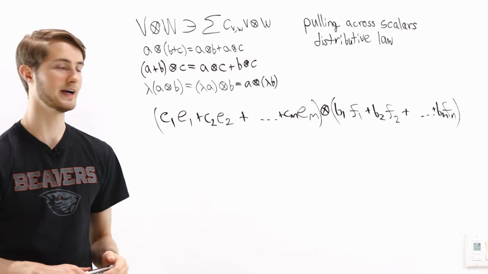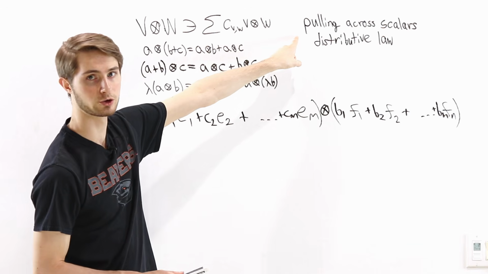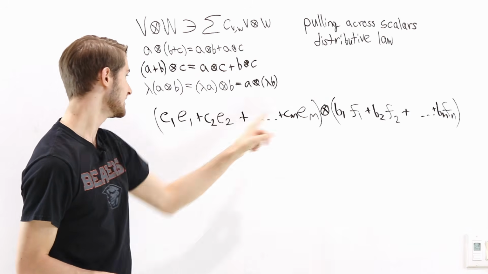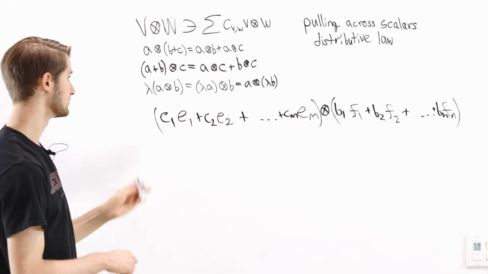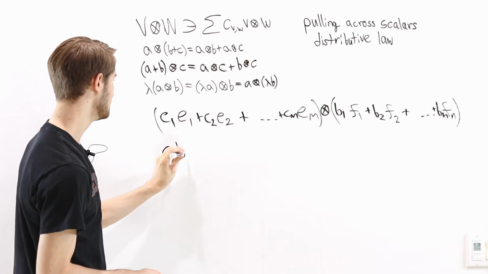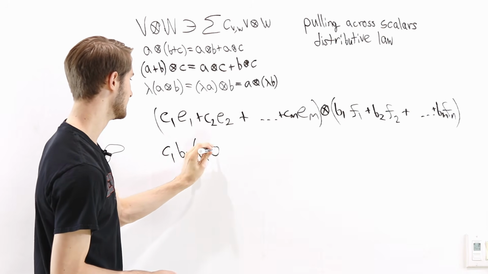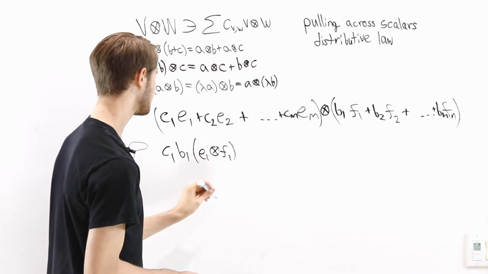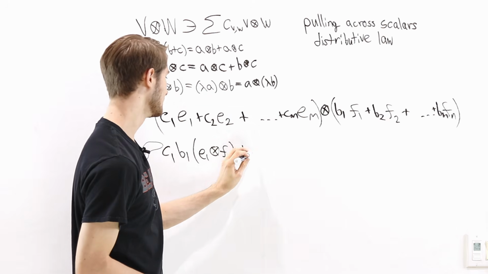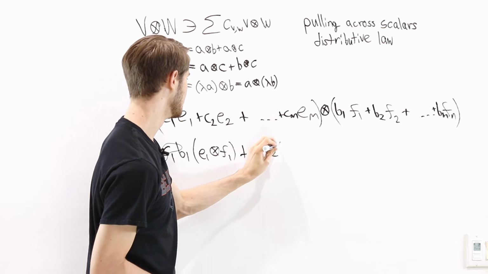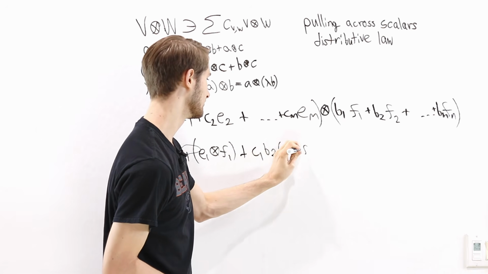But we can do better than that because we know we can pull across scalars. We can take this c1 and b1 all the way to the outside. So we can write it as c1 b1 times e1 tensor f1. And after that, we look at these two terms. So we add c1 b2 e1 tensor f2.